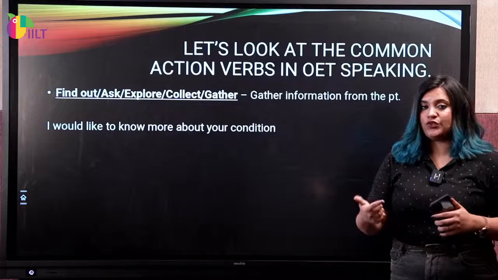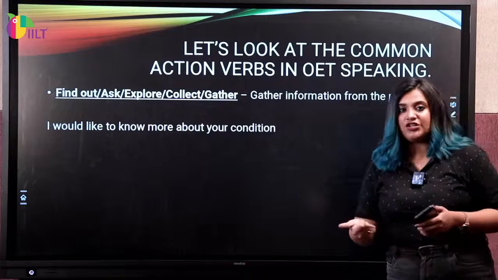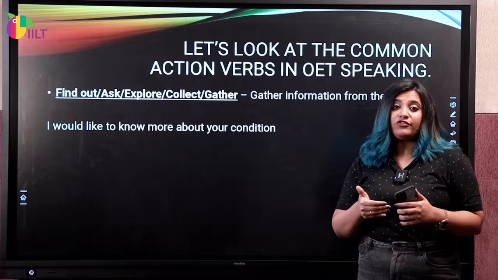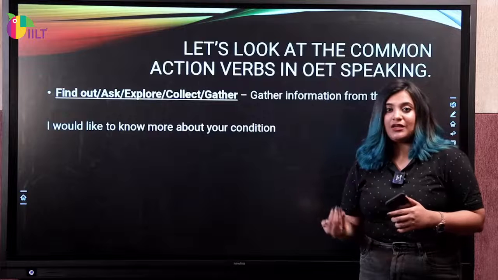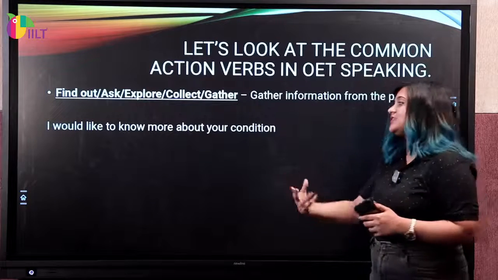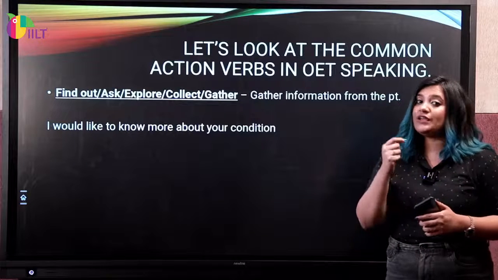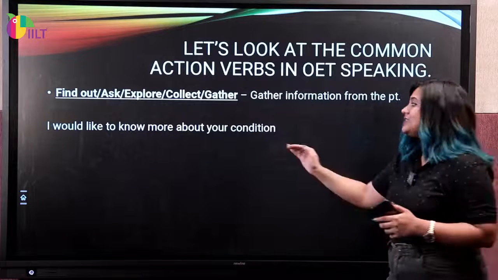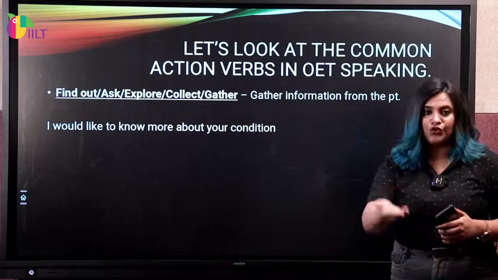You're trying to know. Okay, imagine your task is find out more about the condition, or find out about the symptoms, or ask for the symptoms, or collect information about the symptoms of the patient, or previous occurrences of it, or the family history, gather information about the family history. If you get any of these tasks, then you can use the statement, "I would like to know more about your condition," or you can say, "I would like to know more about the symptoms you have been experiencing." This is the opening phrase, "I would like to know." We are trying to know more about it.